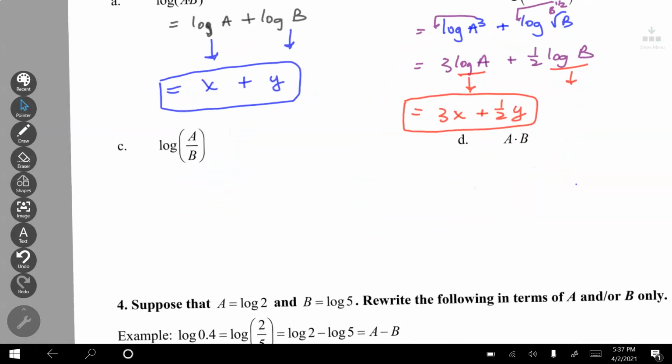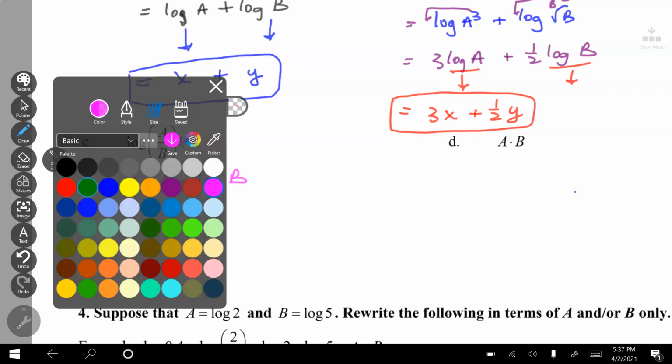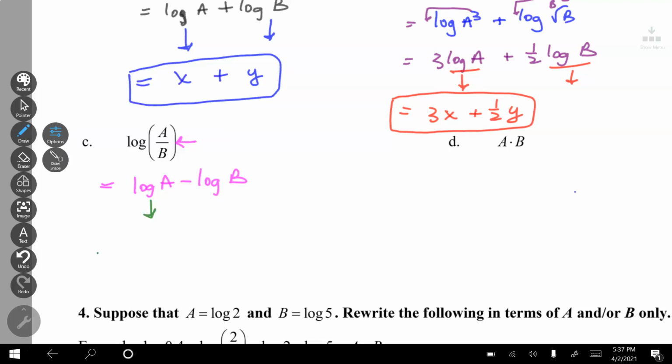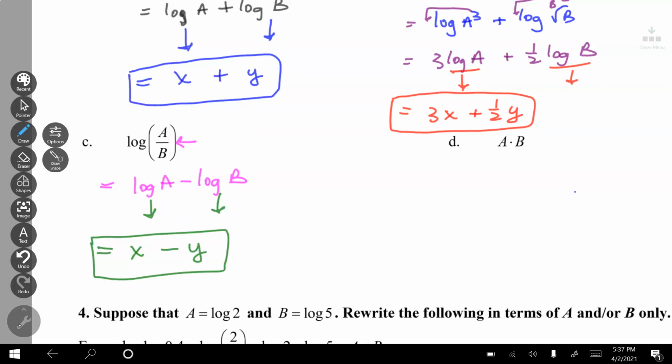This next one, C, is a little bit easier. I can say, well, I have division, so I can rewrite it as log of a minus log of b. And I can get rid of log of a and make it x. I can get rid of log of b and do minus y, x minus y. My final solution.